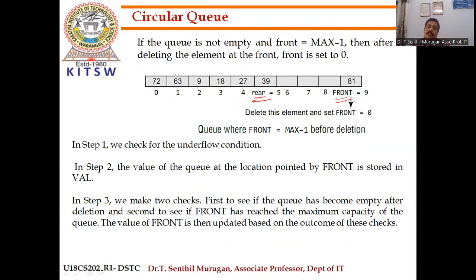It is not the initial value. One time all the elements are inserted. Then the second time it starts from 0 and reaches up to 5, so 6 elements are inserted. After that, all the elements are deleted. So now the front pointer is here and the rear pointer is here. In this condition, we insert here.